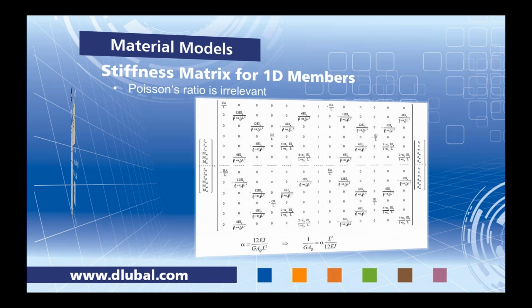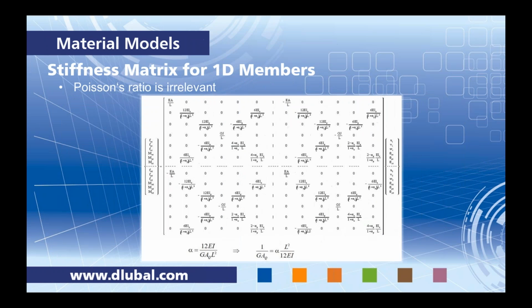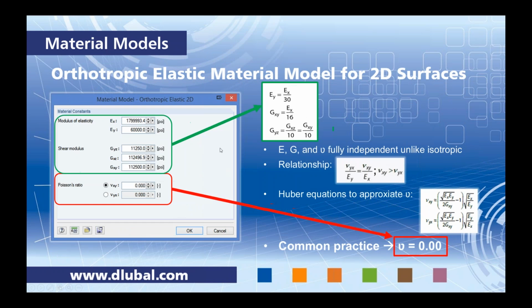So back a couple slides when I showed you this equation, E over 2G minus 1, well, this is actually not applicable for orthotropic 2D surfaces. We do have a relationship with Poisson's ratio and the modulus of elasticity, and there are equations to approximate Poisson's ratio, but again, maybe timber that's cut down on the East Coast and the exact same species on the West Coast will have a different Poisson's ratio. So there's really no way to get that exact number. So therefore, it's common practice just to use Poisson's ratio equal to 0. The program is set up to default to 0, so that's why we use 0.